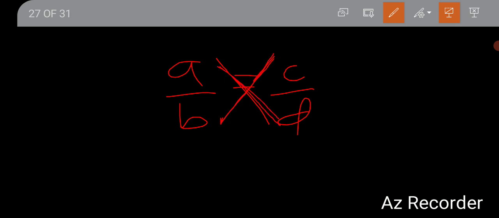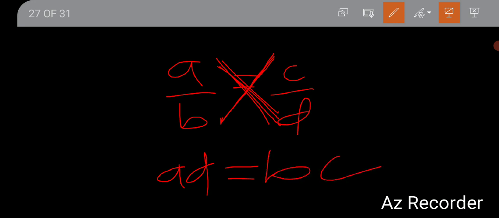This x shape here simply implies that you are going to multiply this letter a with letter d, and it will be equal to letter b times letter c. So whatever you have as the numerator here, you multiply the denominator here. So if we multiply a and d, we are going to have ad. This sign of equality, we'll write it here. Then we'll multiply this letter b with this letter c. It will become bc. So this is how we cross multiply.